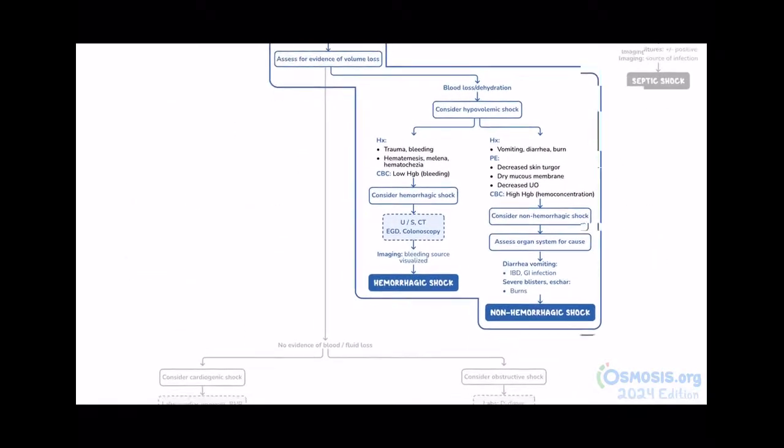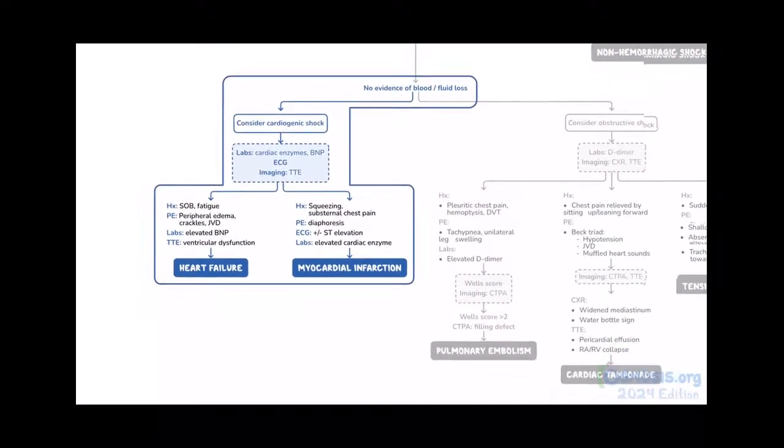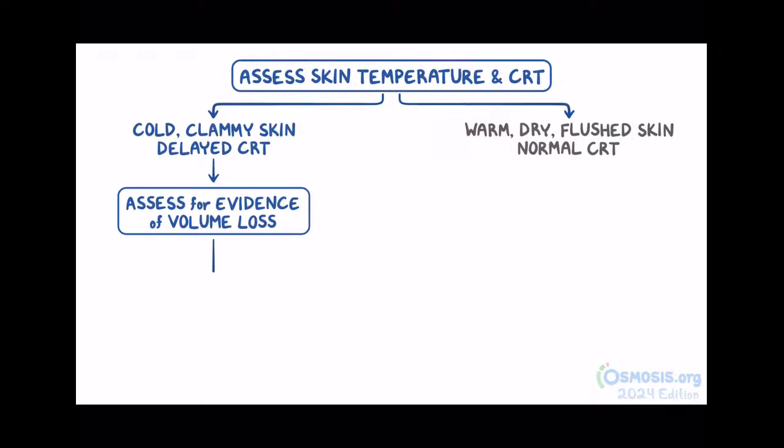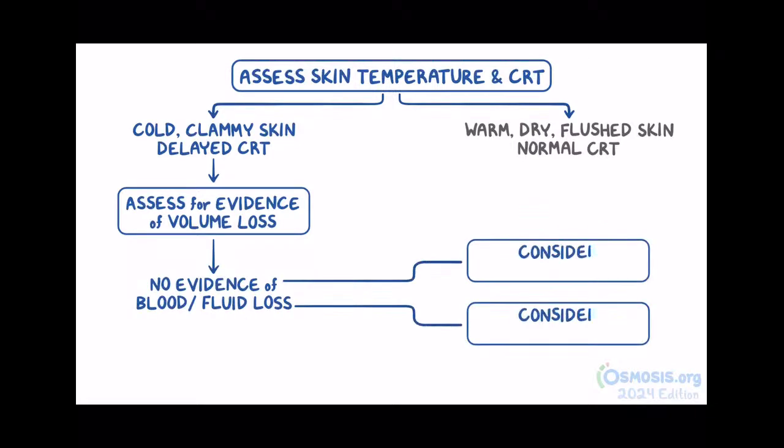Okay, let's go over the last two categories of shock, starting with cardiogenic shock. When treating patients that have cold, clammy skin and delayed CRT with no evidence of blood or fluid loss, you should consider either cardiogenic or obstructive shock.